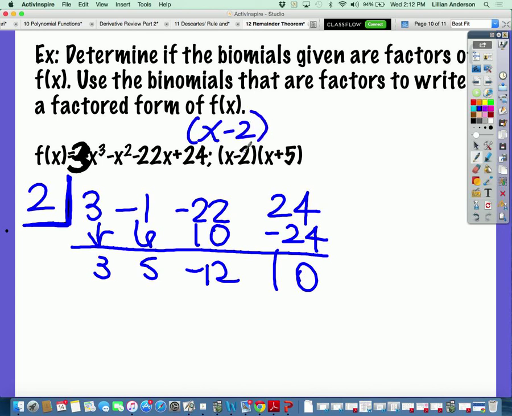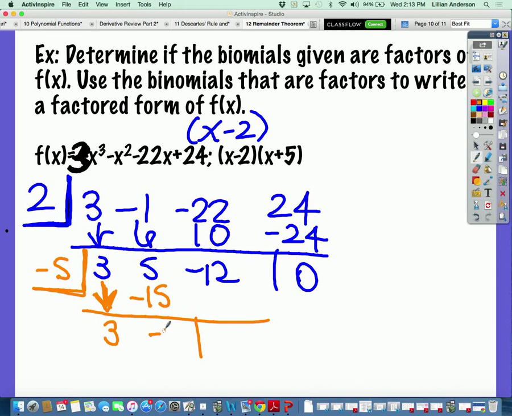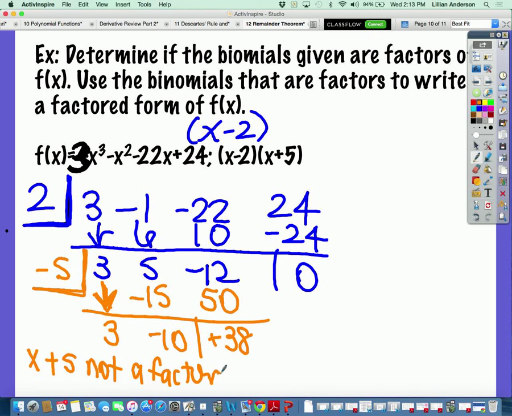That's a factor. Because it's a factor, I can check -5 with that. Repeat. Bring down the first term. Multiply. Add. Multiply. Is that 0? No. So that tells me that 5 or -5, x plus 5 is not a factor. So that one doesn't work.